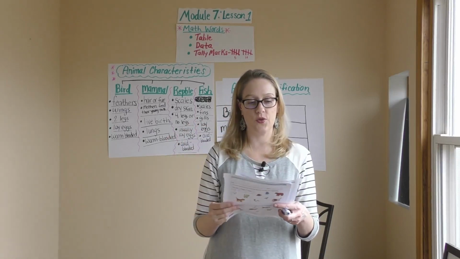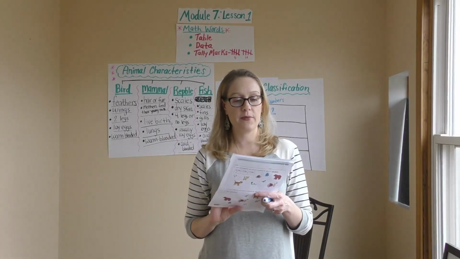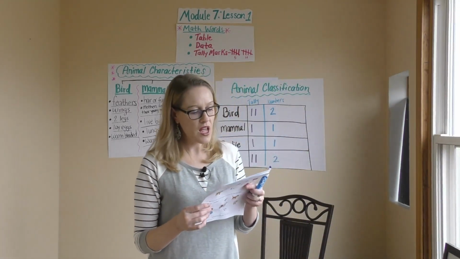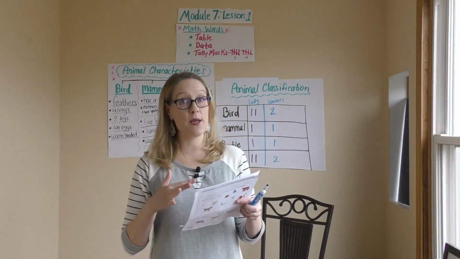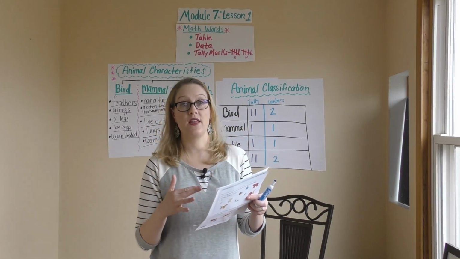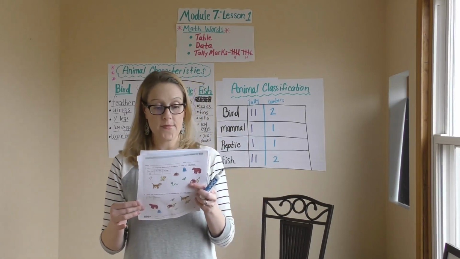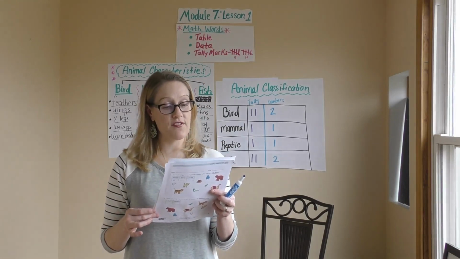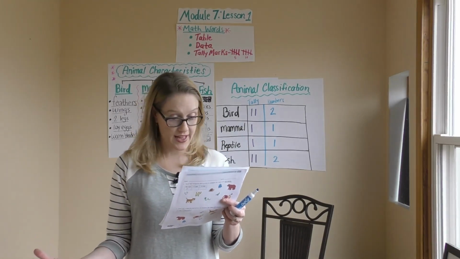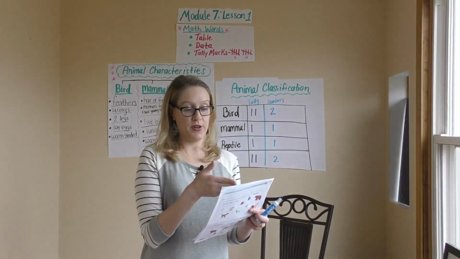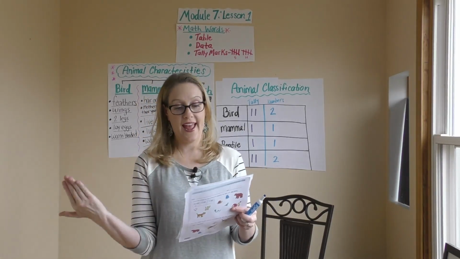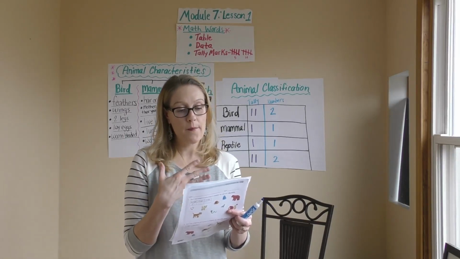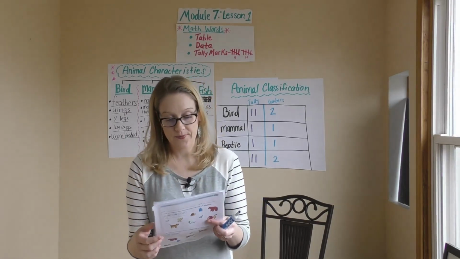And then you're going to do number 4. You're going to be using the animal classification chart, and you're going to be answering the same kind of questions that we did for number 3. It says how many animals are birds, fish, or reptiles? So you're going to add the birds and the fish and the reptiles together. So that would be 6 plus 5 plus 3.